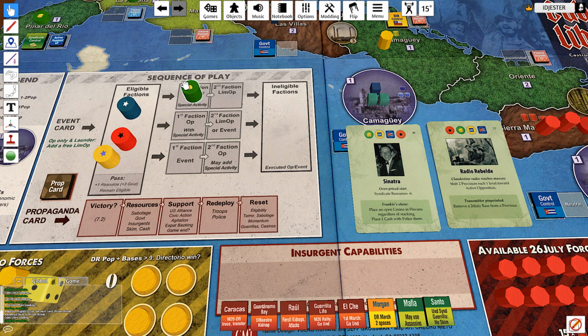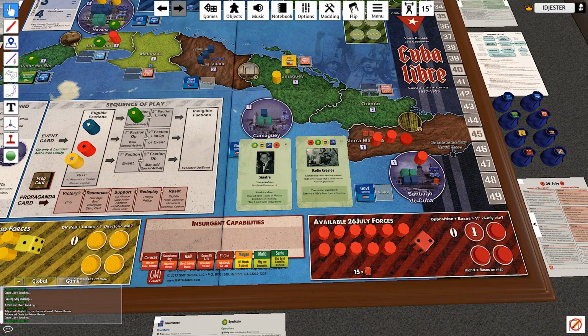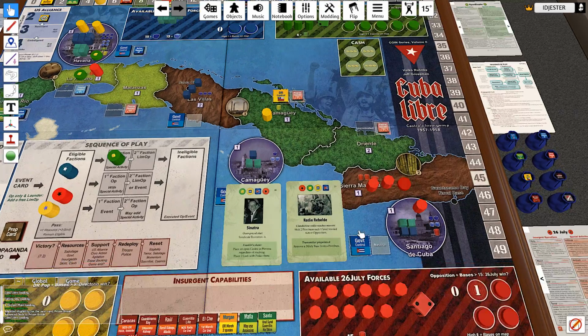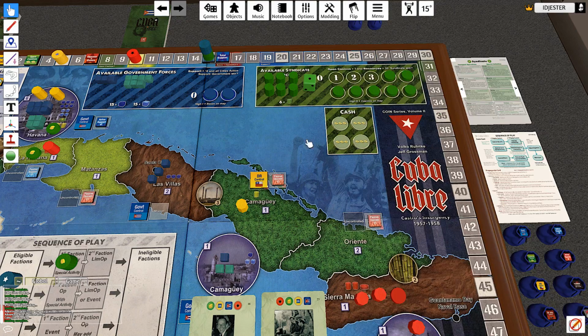I'm going to get to do an operation, a full operation, again, which is going to be, well, let's look at green, right? A rally, 1 resource per space. So he could do it in 12 spaces. He could do it in every space he wanted as long as he had enough resources. March, he could march as many times as he wanted in as many spaces as he wants. So he gets a full operation. The only thing he doesn't get is a special activity.